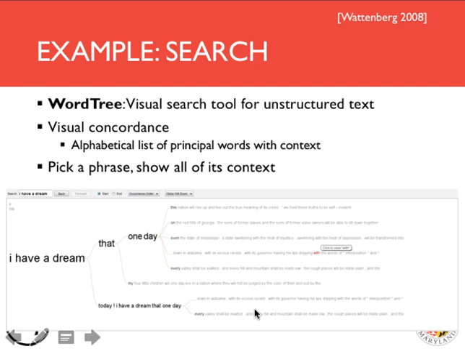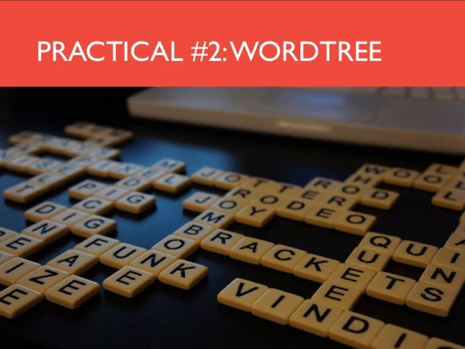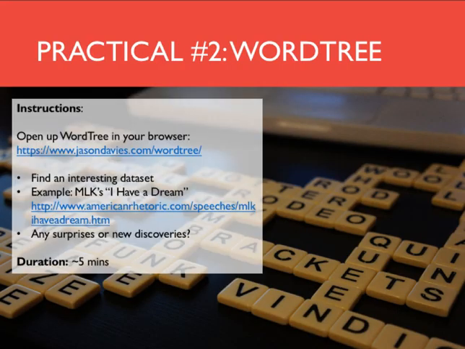I want you to go ahead and do another practical exercise here. You're going to use this tool. So we're going to use WordTree. Again, this is online. The link is here. It's also provided on Canvas. So you're going to open that up in your browser. You're going to find an interesting data set that's provided. You can certainly use MLK's I Have a Dream speech. The text of that is available at this link.